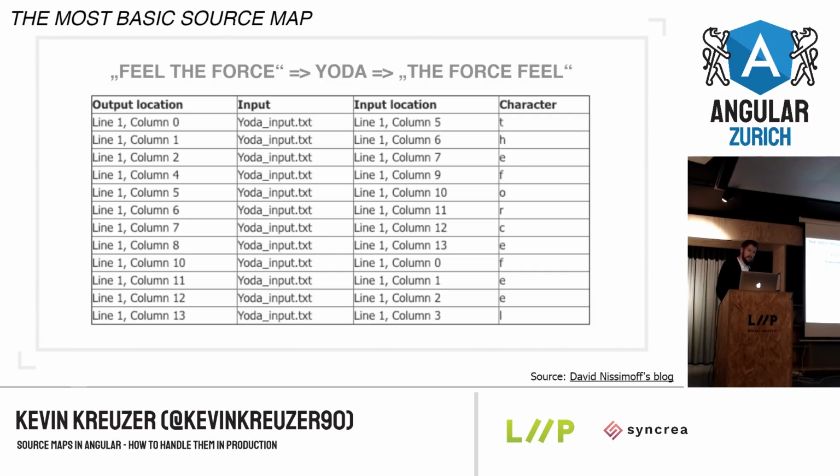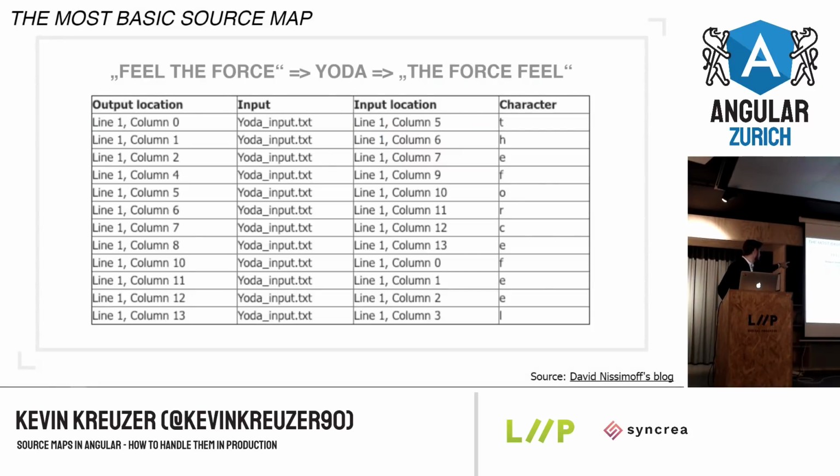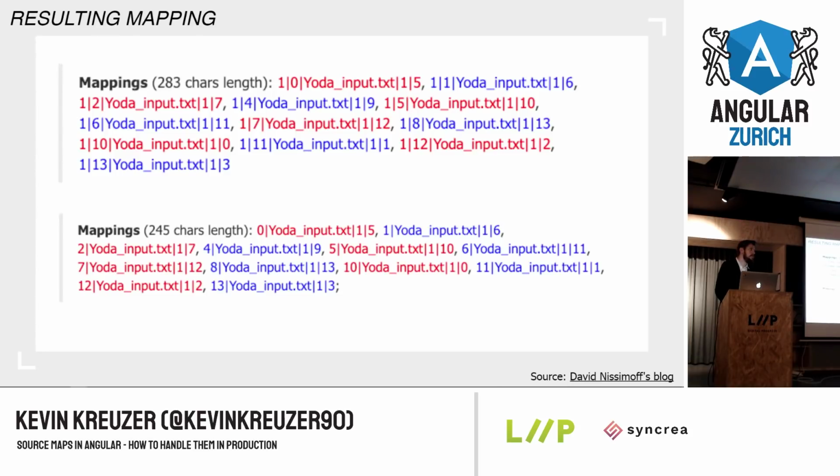If we would represent this and just write the values with a pipe separator, we would end up with 283 characters, which is quite a huge source map just for such a small thing. We could already improve this: in the output location we always write line 1. And maybe you've once opened the source map in the debugger and you can see that it's just one line. So we don't need this line information because it's always one line, the compiled code. And we could just skip this one, and then we are already down to 245 characters. But this is still huge.